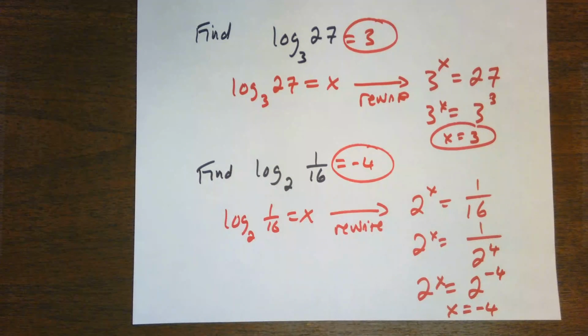Did I talk about the domain of a logarithmic function? Let me see. It's in my notes already. I should have talked about it. But the domain of a logarithmic function, you can't take the log of 0 or a negative number. So the domain is always going to be 0 to infinity, where the range can be anything.